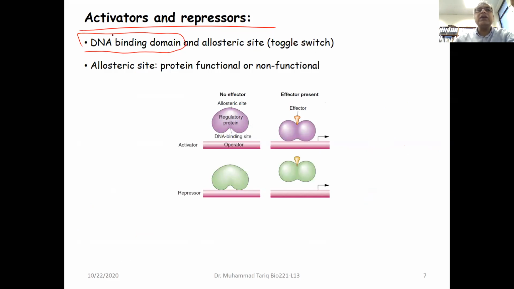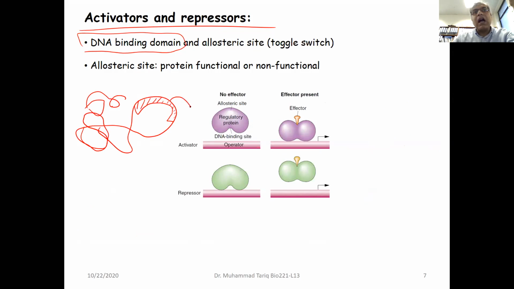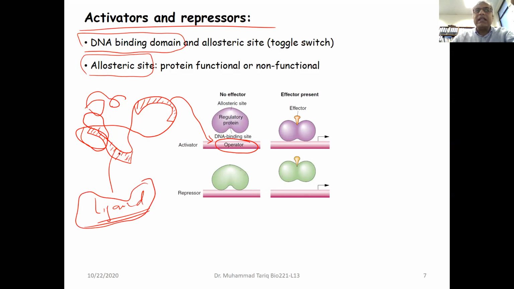So for these activators or repressors, let's say I try to draw a protein sequence here. Now, this amino acid sequence from here to here in this protein is the DNA binding domain. It can recognize a specific sequence in the operator. At the same time, they have an allosteric site, let's say amino acid sequences from here all the way till here, which will serve as the binding site for this ligand. And we call this an allosteric site because binding of ligand to these amino acids, this particular domain, decides which function the protein is going to do.